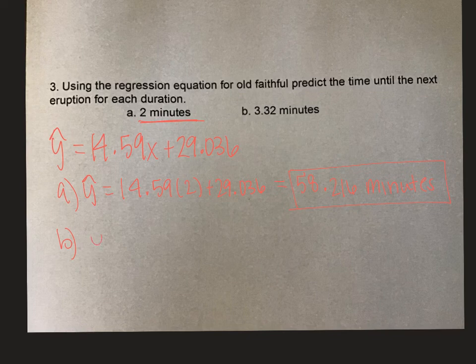Okay, so we're just going to plug in that 3.32 for x. So 14.59 times 3.32. We're going to add the 29.036, which is going to give us about 72.806 minutes. That's all there is to section 2. Hopefully you feel pretty confident with that.